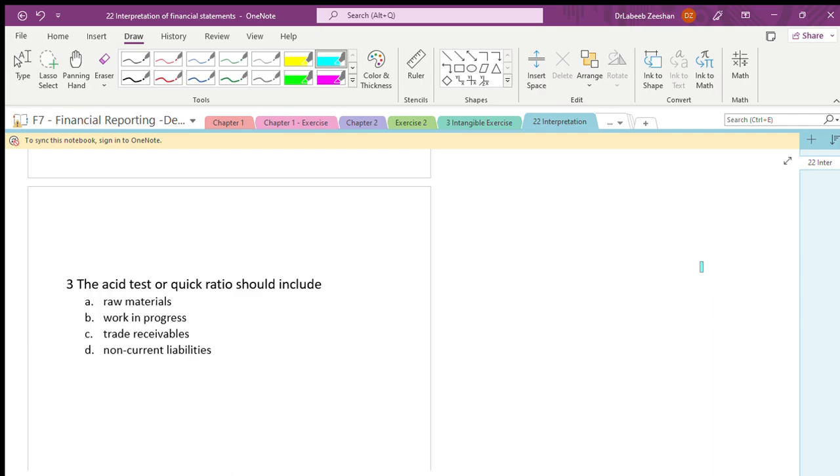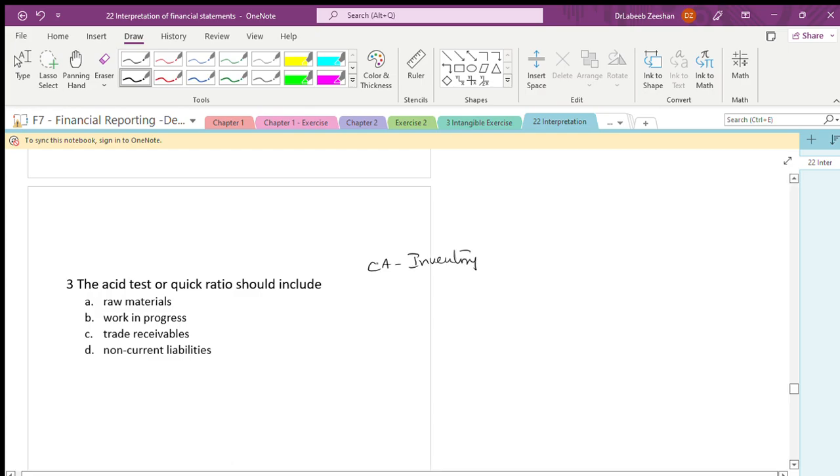What is the formula for the quick ratio? Quick asset ratio is nothing but current assets minus inventory divided by current liabilities. Is it right?